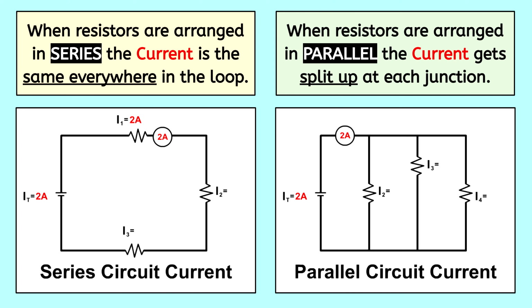Now, this is not an indication of how current will always split up. It's definitely true that the current will split up at each junction, but the numbers that we'll see will be different each time, depending on how many resistors are on each circuit and how powerful or tough those resistors are.